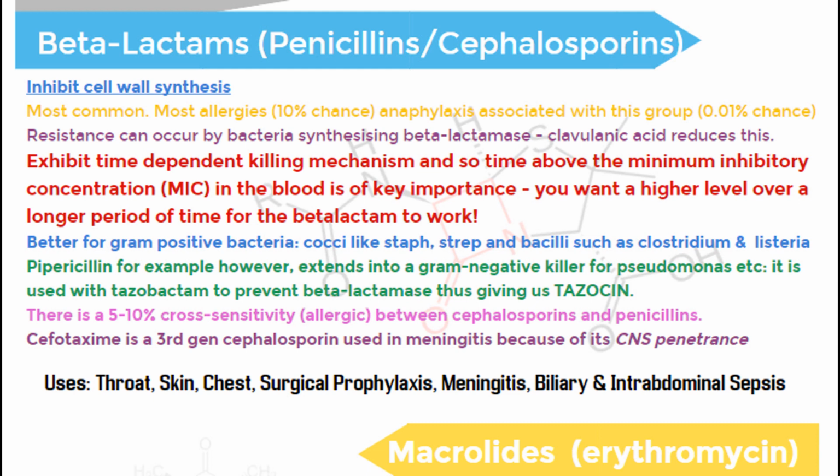There's 5 to 10% cross-sensitivity between cephalosporins, which are also beta-lactams, and penicillins, so the allergy can be brought on. So you can't just go, they're allergic to penicillins, can't give them tazocin, but I'll give them a cephalosporin. It doesn't work like that. We use beta-lactams in throat, skin, chest, surgical prophylaxis, meningitis, biliary and intra-abdominal sepsis, and we'll go over some of the regimes you might use in the hospital after we look through this infograph.